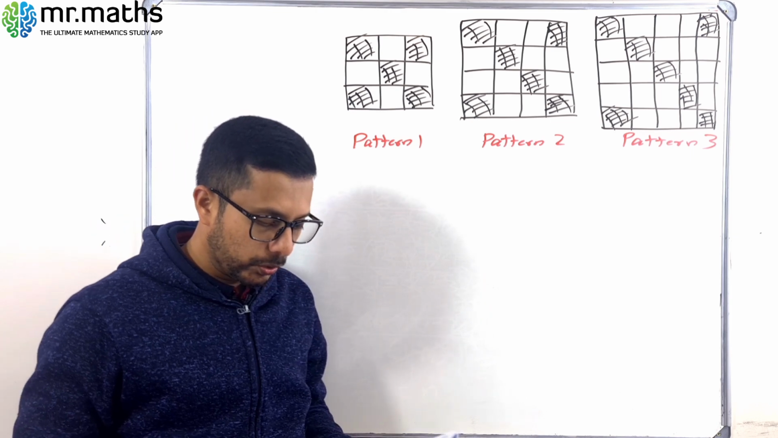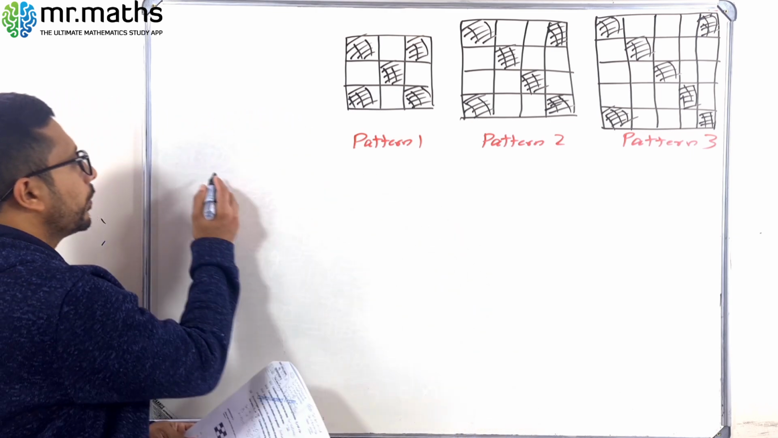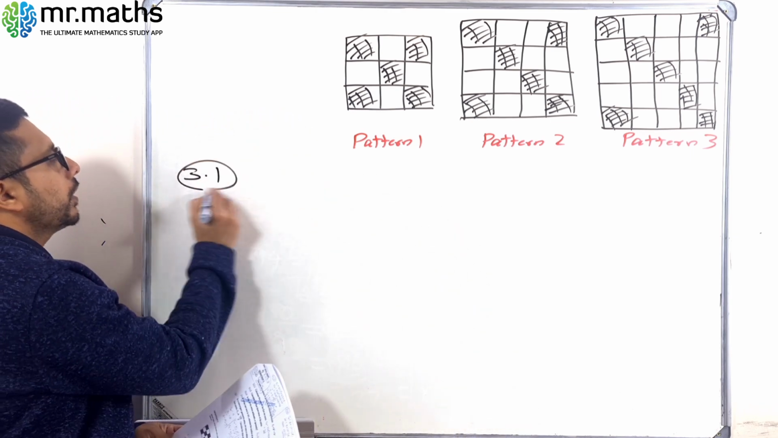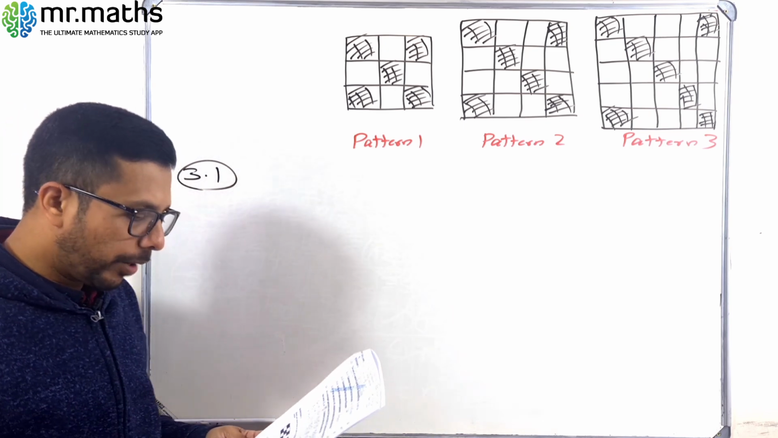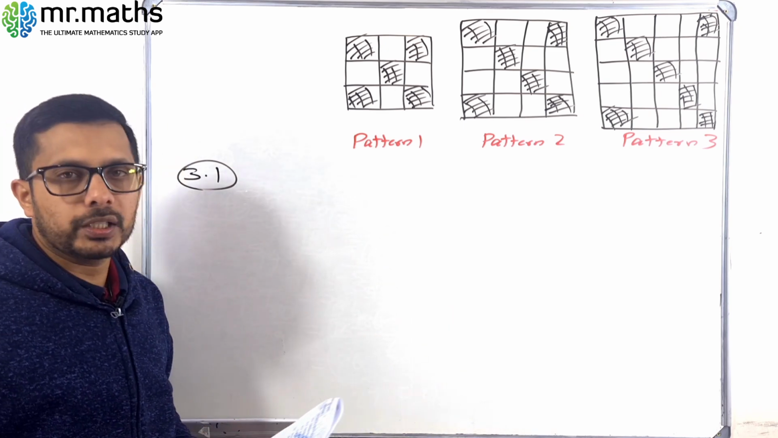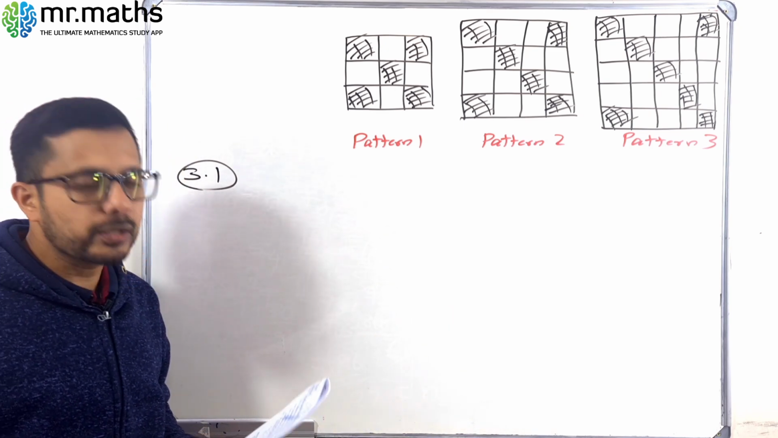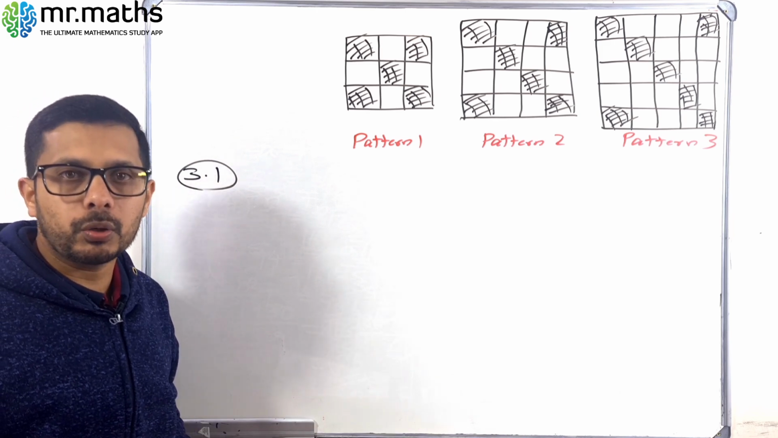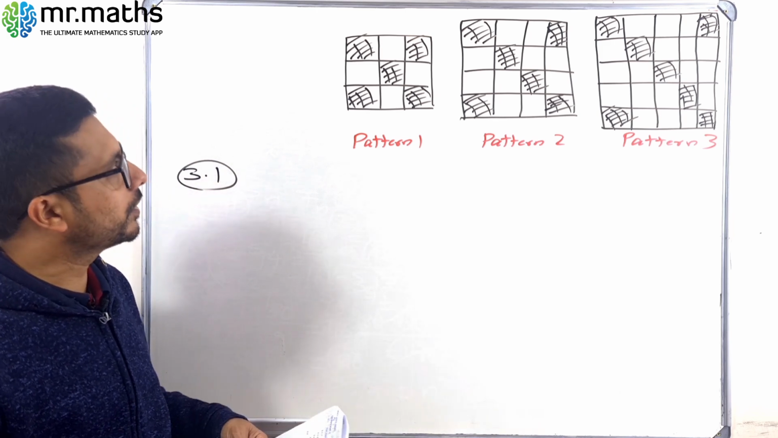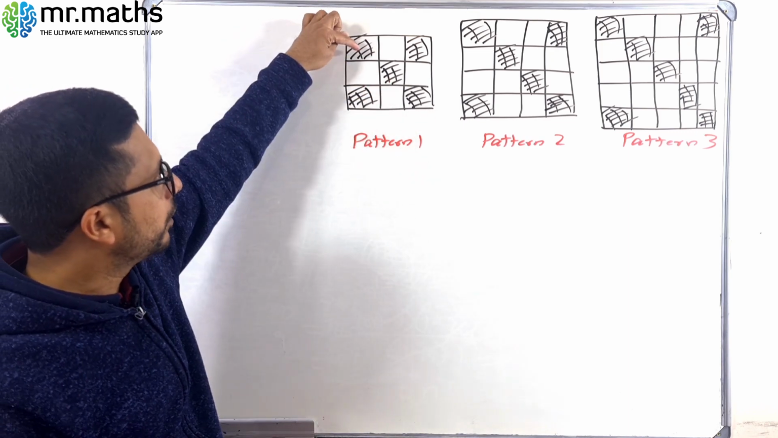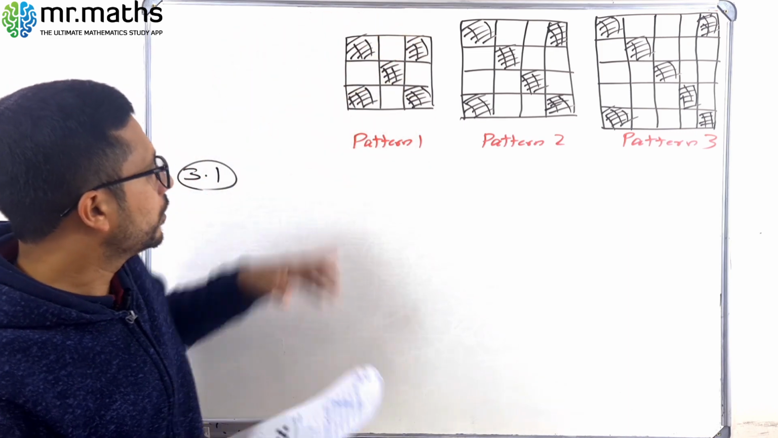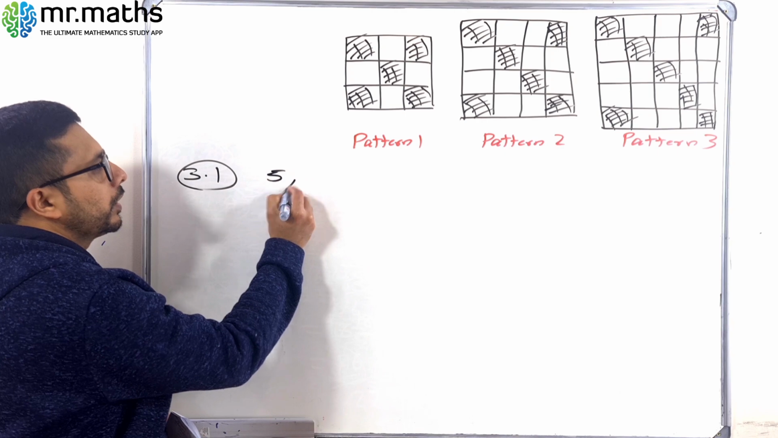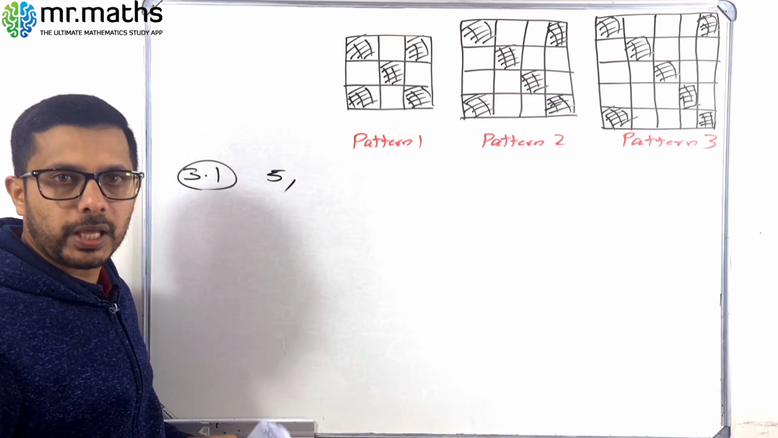Now what is the first question? Question 3.1: write down the number of black blocks in each pattern. In each pattern, it's very simple. If you know how to count, it's easy to find the answer. How many black blocks are here? 1, 2, 3, 4, 5. That means in the first pattern there are 5 black blocks.